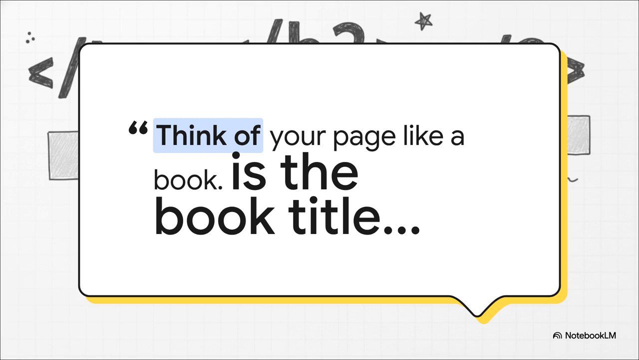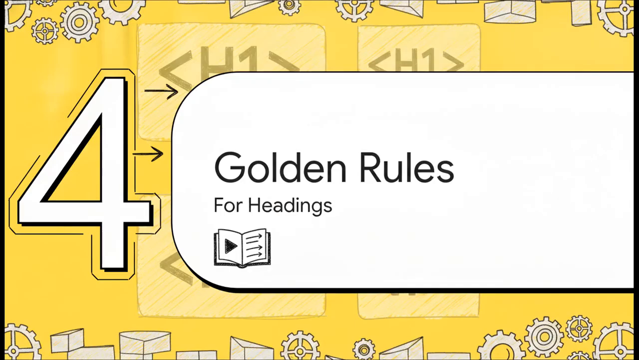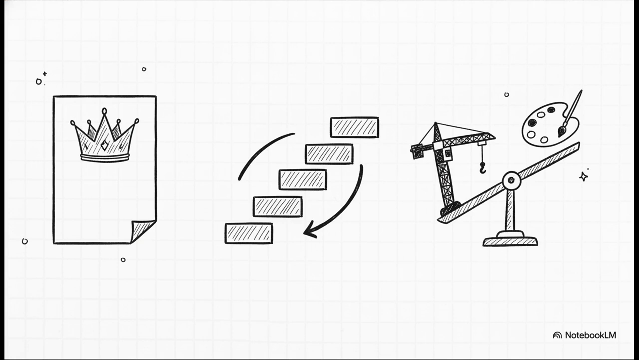We rarely read web pages on the first pass anyway. We skim. Clear headings break up those intimidating walls of text, give our eyes a place to rest, and draw us into the content in a safe, logical way. Which brings us to Section 4, Golden Rules for Headings. There are 3 core rules you absolutely must memorize.